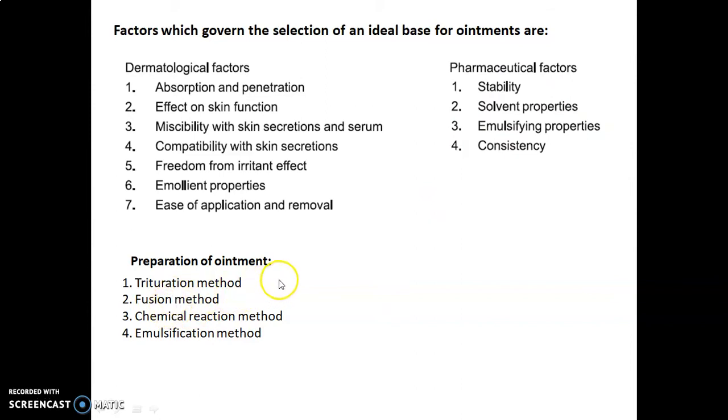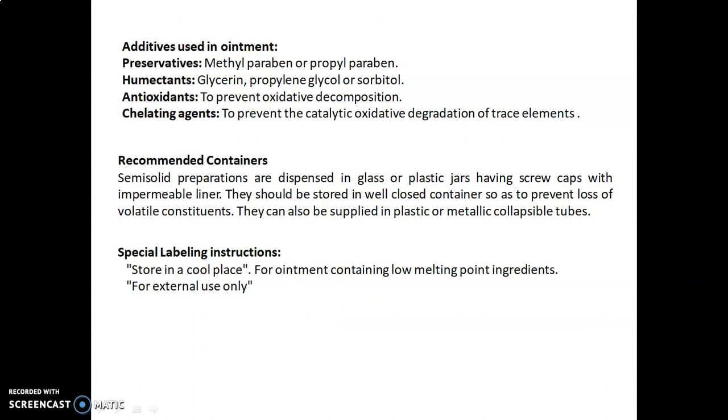Then preparation of ointment. There are 4 methods: trituration method, fusion method, chemical reaction method, and fourth, emulsification method. Let's discuss the additives used in ointments: preservatives, methyl paraben or propyl paraben; humectants, that are glycerin, propylene glycol or sorbitol; antioxidants, which are used to prevent oxidative decomposition; and chelating agents, which are used to prevent the catalysis of oxidative degradation by trace elements.